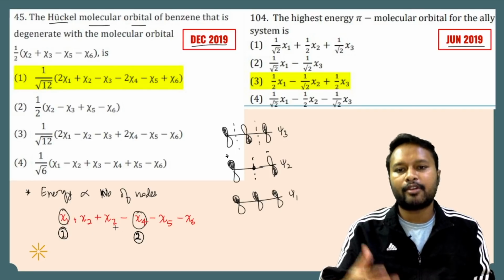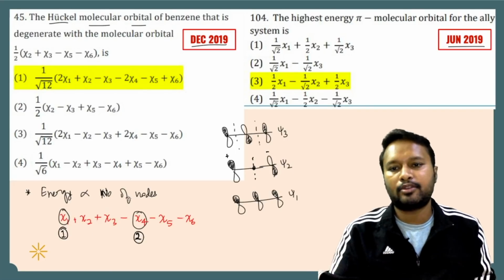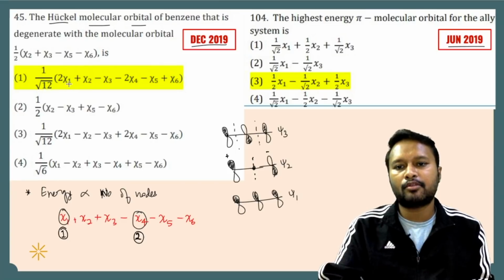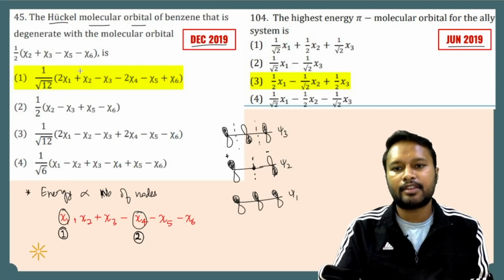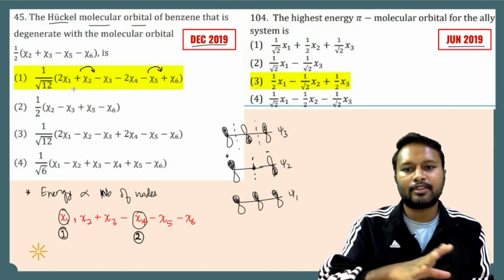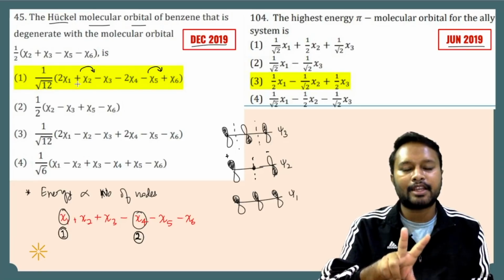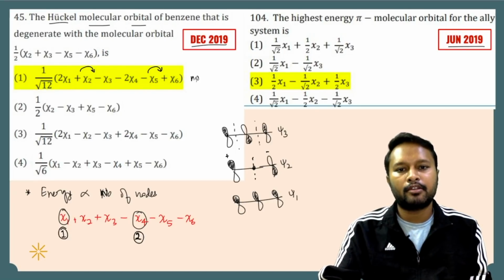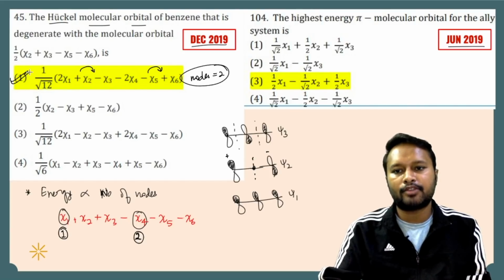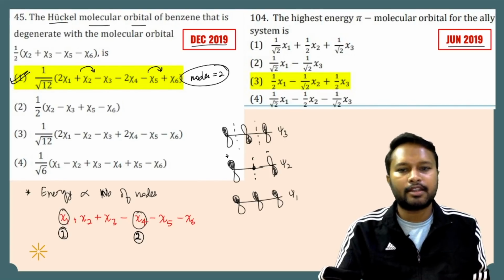Now you have to look in the options for where you have 2 nodes. In the first option, the sign has changed once here, and the second time here, and no wave function is missing. So the sign has changed 2 times, so nodes are 2 here. So I have 2 nodes in the first option, and that should be the correct option. Let's look at the other ones. Let's see the easy one, option number 3.